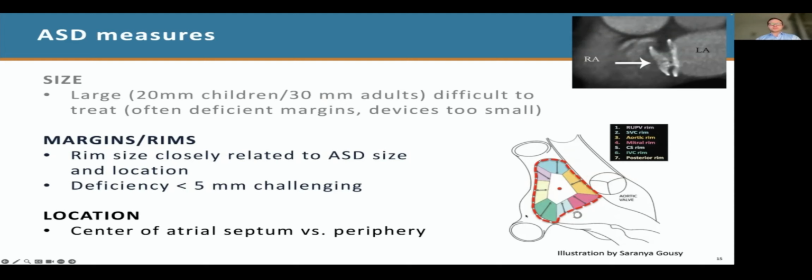The size of these rims is closely related to the ASD size and location. So as you can imagine, the larger the ASD is, the smaller the rims are going to be. And if, for example, you move the ASD towards the anterior portion of the atrium, towards the aortic valve, then the aortic rim is going to be smaller, while, for example, the posterior rim is going to get larger. So the size of the rims is important, and also the location. And we also look for multiple ASDs, sorry.